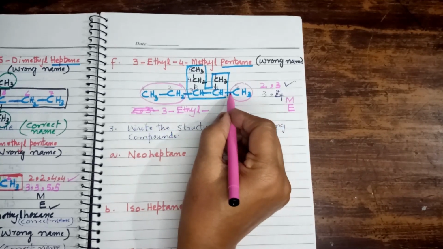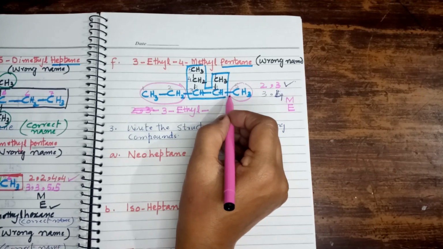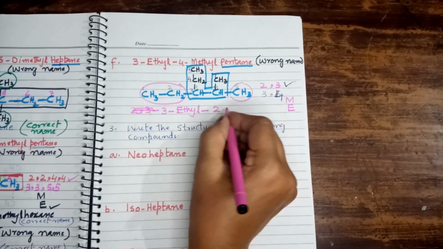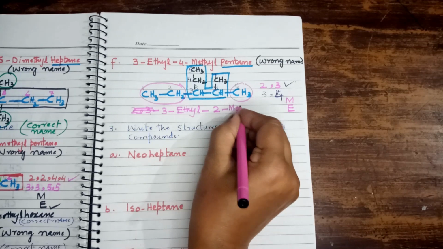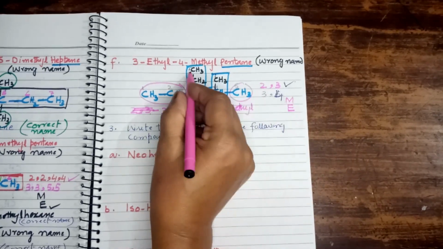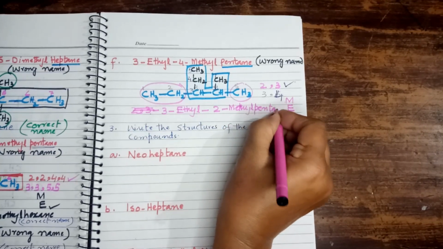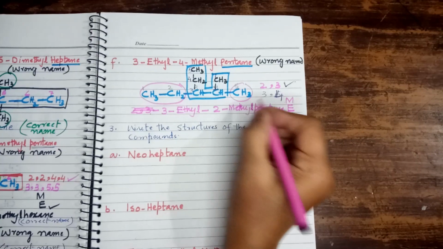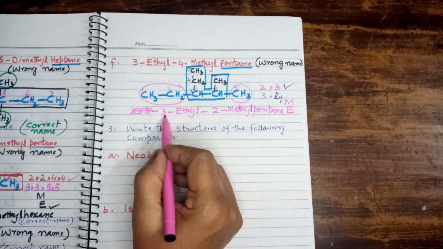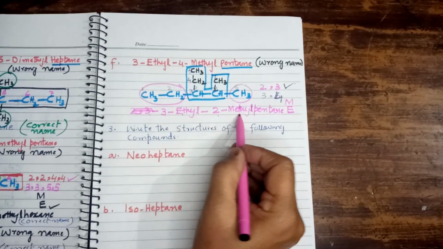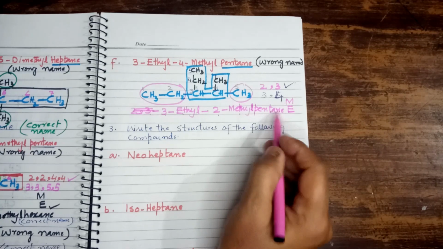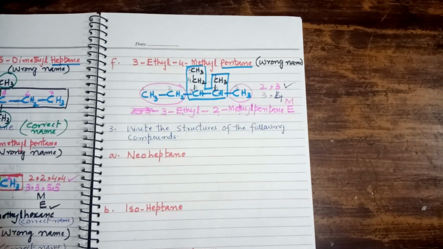hyphen. What is the position of methyl? 2 methyl. And what is the name of parent chain? It is made up of 5 carbon, so it is pentane. So what is the correct name of this structure? 3-ethyl 2-methyl pentane. Right, students? This is the correct name.